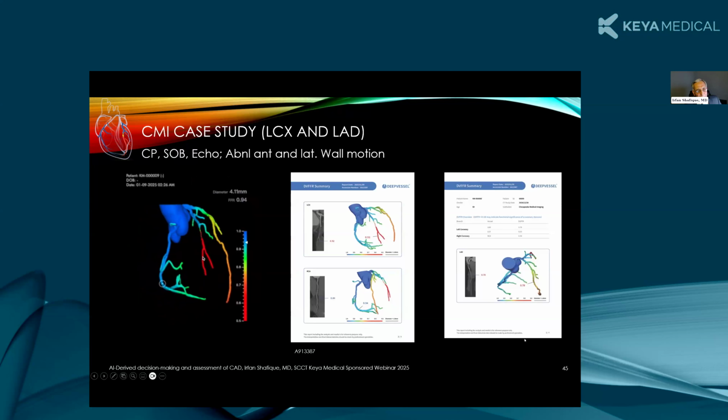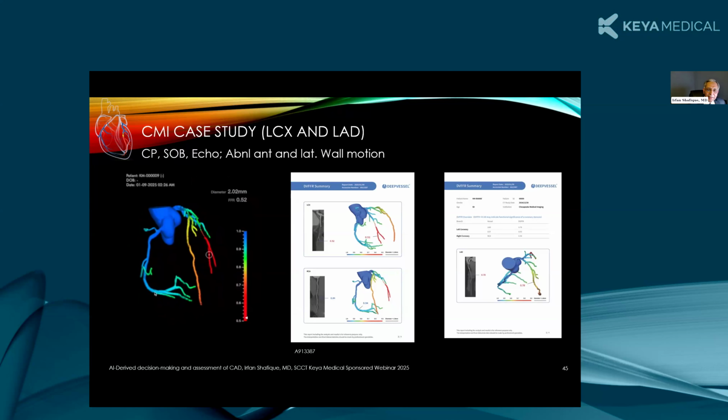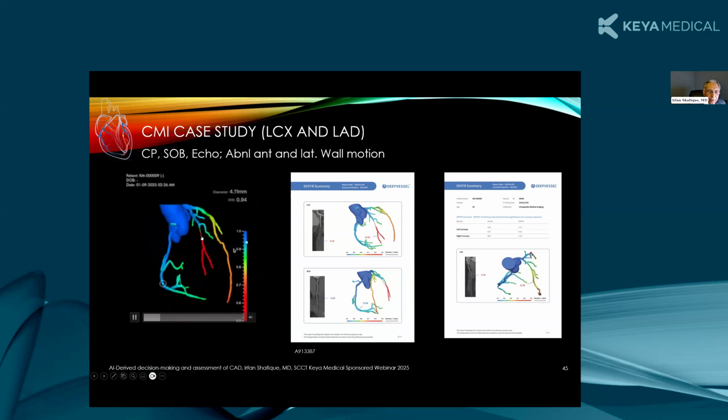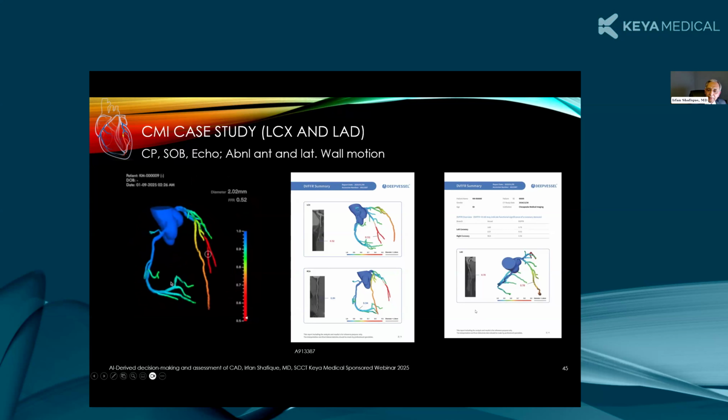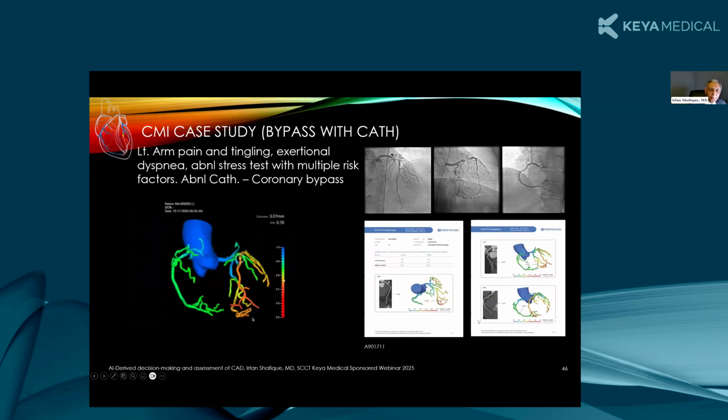So another case, shortness of breath, echo had abnormal anterior and lateral wall motion. You can see that's color-coded. The reddish color is a more severe abnormality, and you can see it's 0.52 FFR in the circumflex, and the other one is also slightly lower than that. So you get the result just like in a PDF, and also correlating the CT image at the same time too.